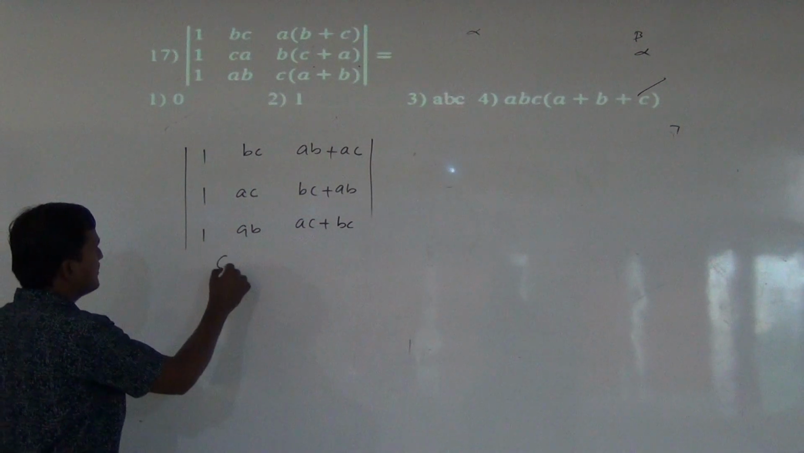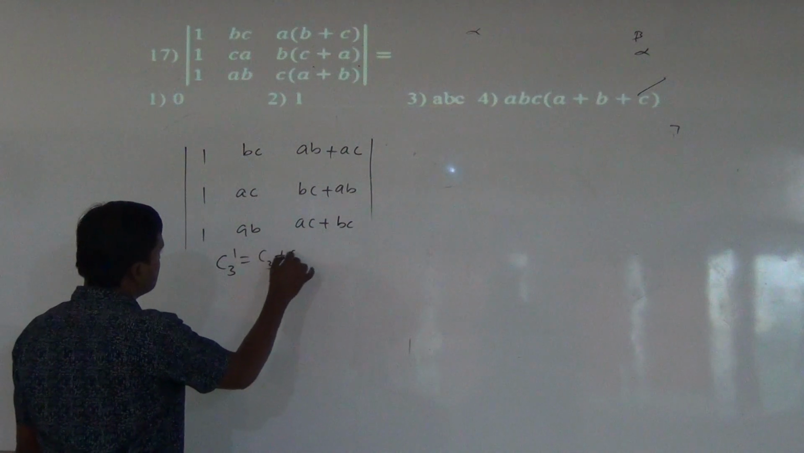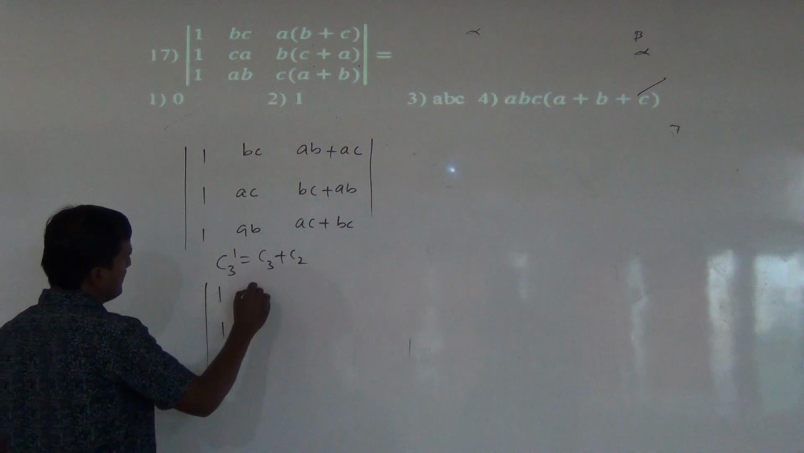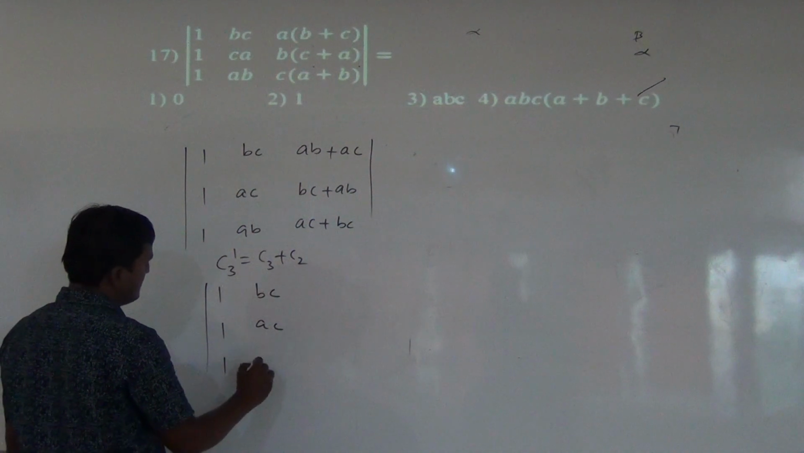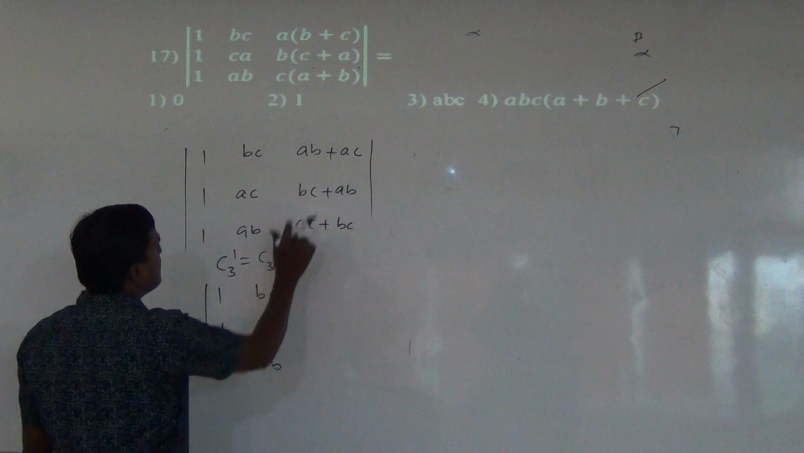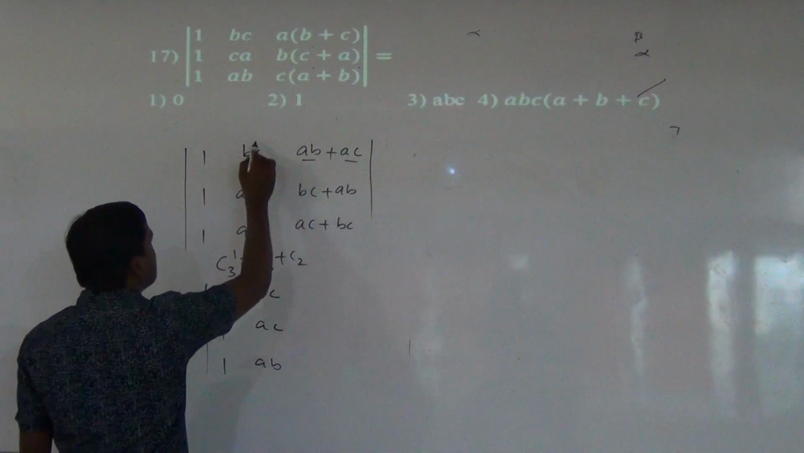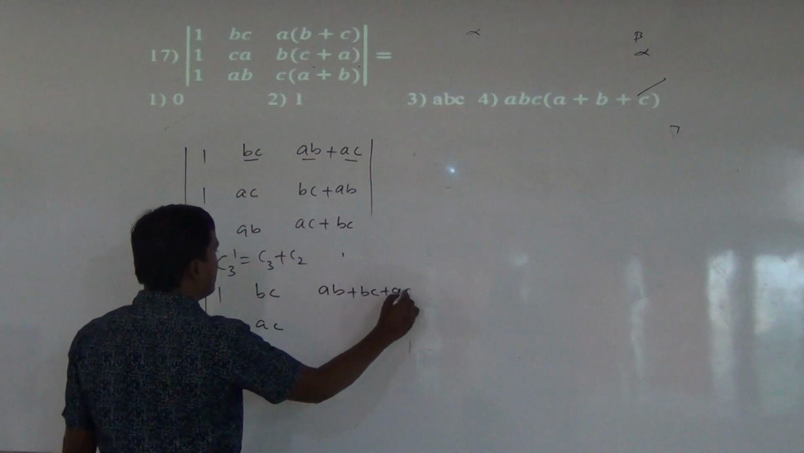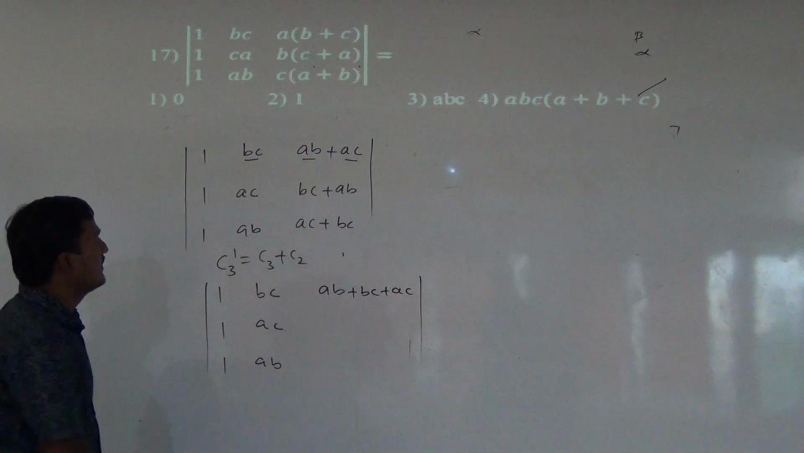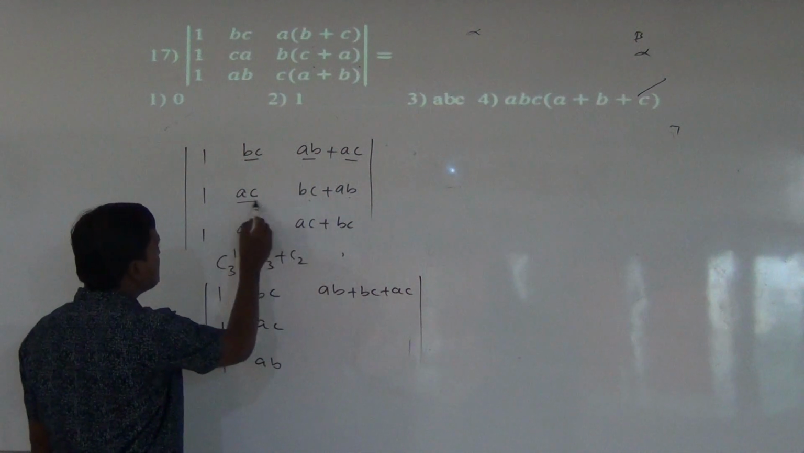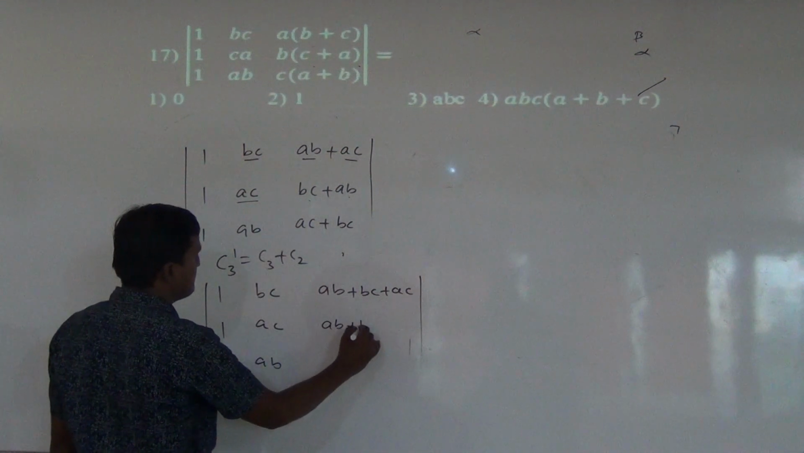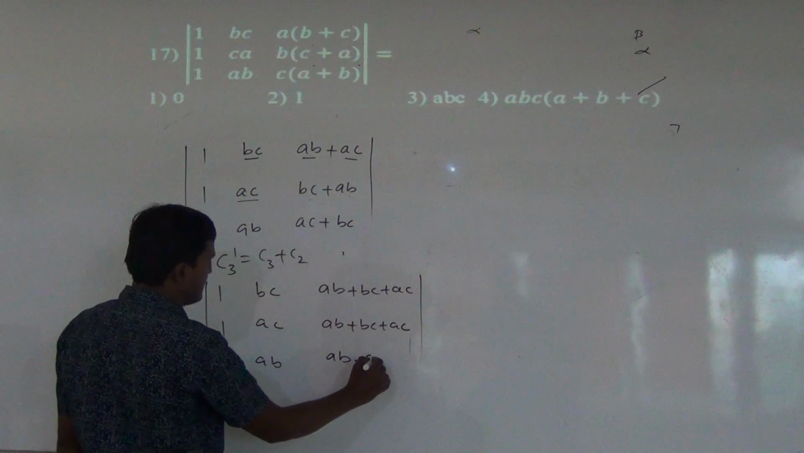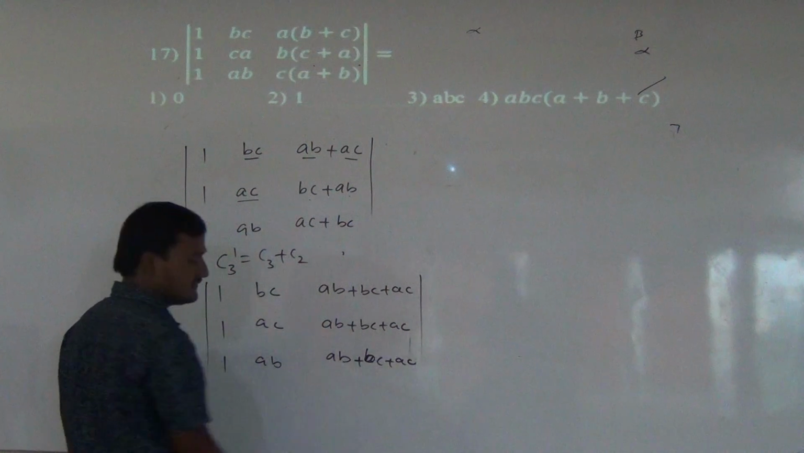Now I will apply the operation C3' = C3 + C2. Again I have to write the first row and second row as it is: BC, AC, AB. So C3 is AB plus AC, plus C2 is BC. Therefore your answer is AB plus BC plus AC. Next, here it is AB plus BC plus AC, and again here it is also AB plus BC plus AC.